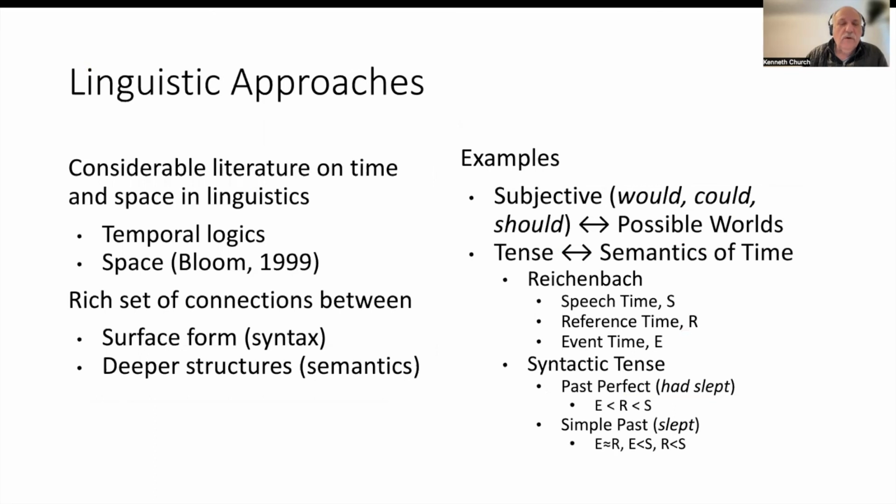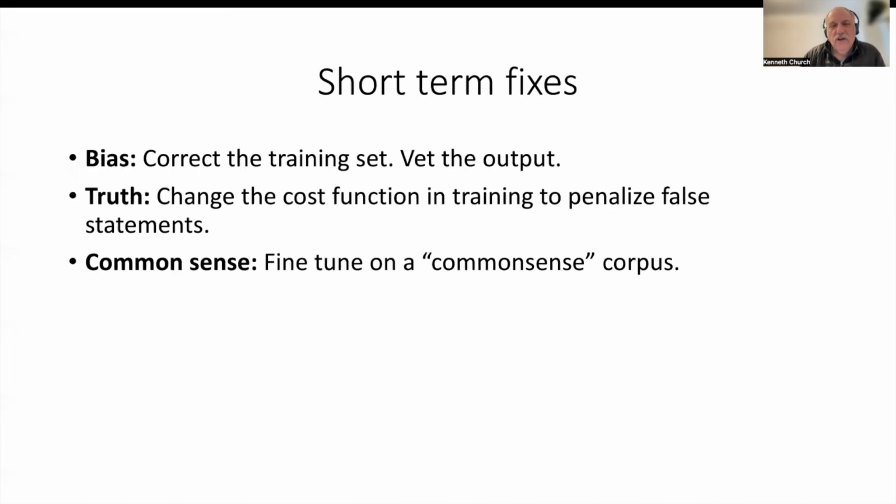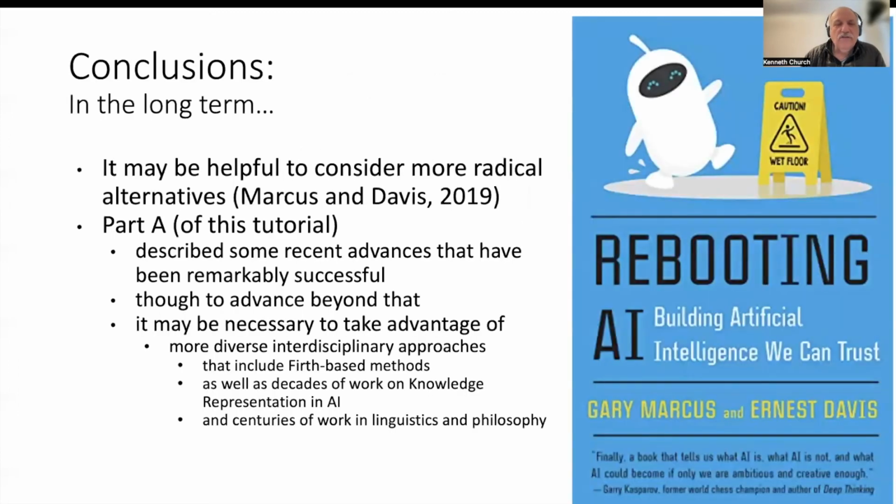But in general, we believe there's a rich set of connections between syntax and semantics. What we're trying to argue for here is that one could do various short-term fixes to address some of the concerns we mentioned, but it's probably better in the long term to come up with something that takes seriously an interdisciplinary approach, combining some of the recent advances in Part A with stuff that's decades old in artificial intelligence and centuries old in linguistics and philosophy.